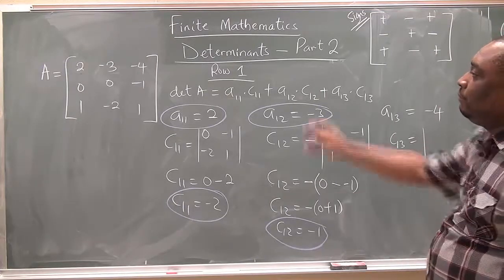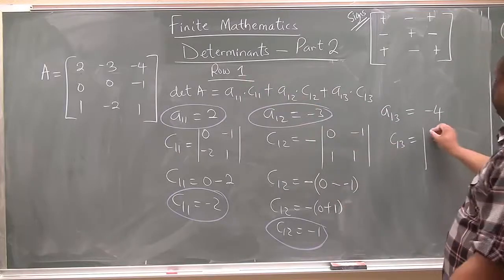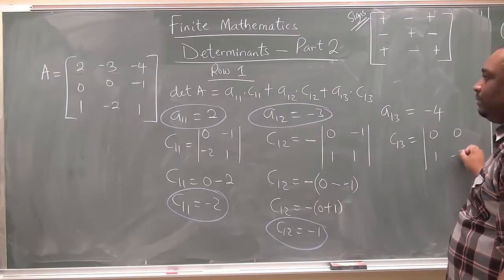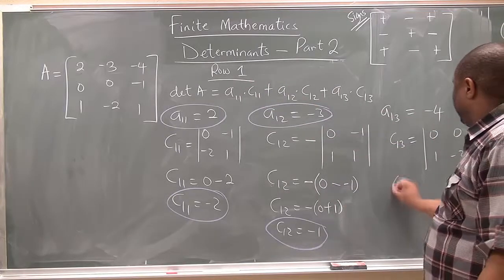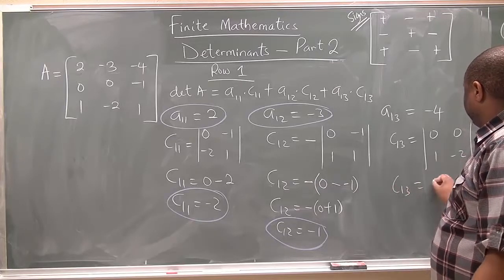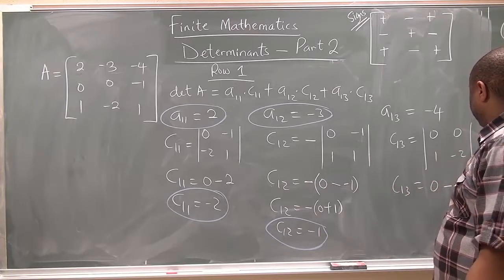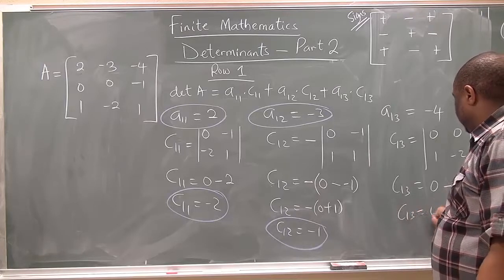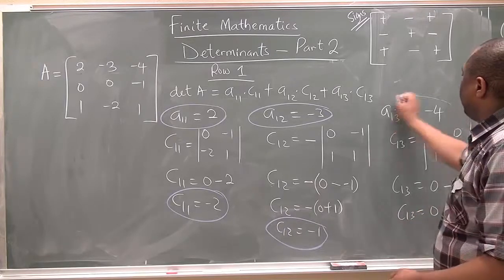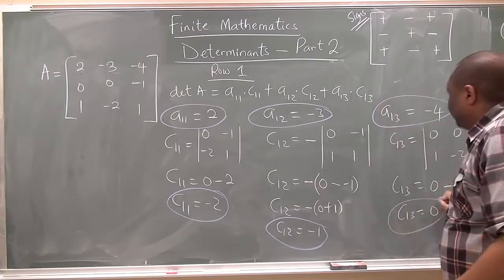Okay, so the determinant of 0, 1, 0, negative 2. And C13 will now be 0 times negative 2 is 0, minus 1 times 0 is 0. C13 is what? 0. So I got this guy and this guy.